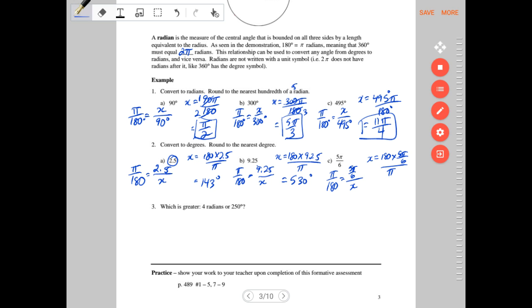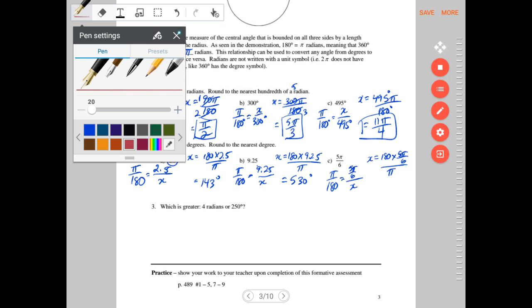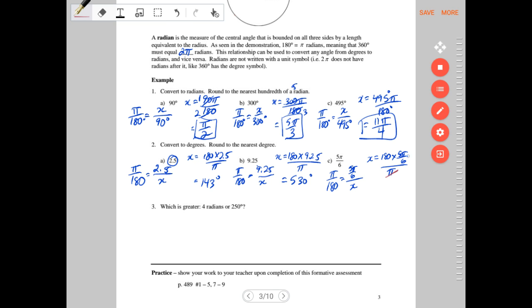Now, if you'll notice, the pi should cancel out because I've got one in the numerator and one in the denominator. 6 divides into 180 30 times, and so I'm left with 30 times 5, which is 150 degrees exactly. Okay, so we don't have to worry about rounding in that question.